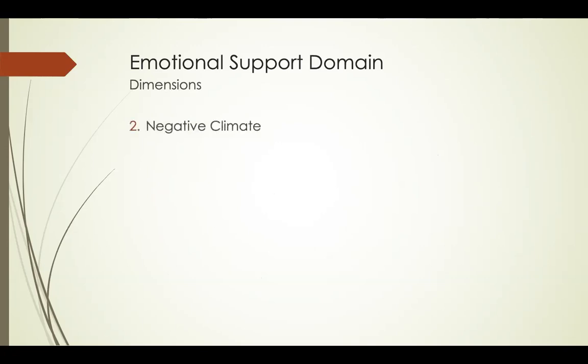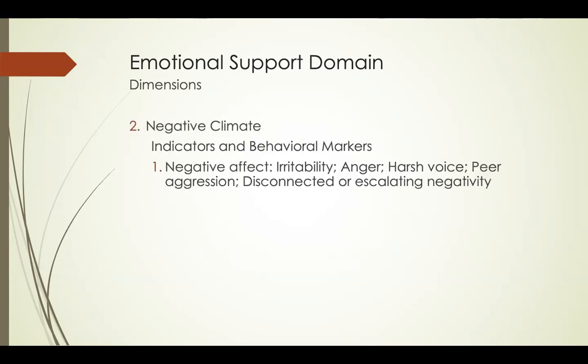So second one is the negative climate. So this is obviously things we do not want to see. We don't want to see aggression, or the key here is the escalating negativity. So there's going to be some negativity. You're in a classroom of 3 to 5 year olds. There's going to be some. But is it escalating? Meaning, does it get worse, or is it just kind of a one-time thing and it goes away?